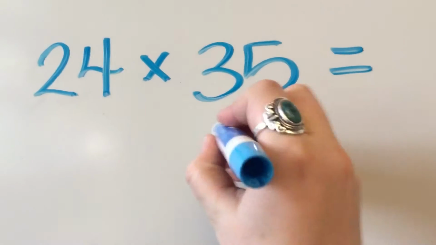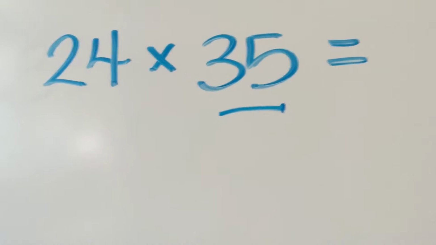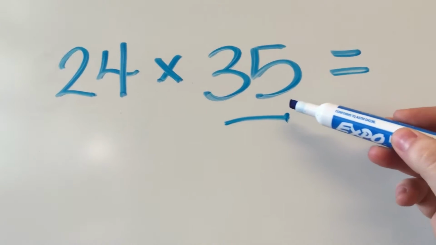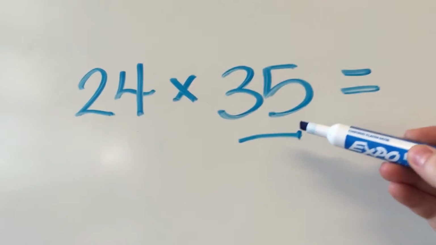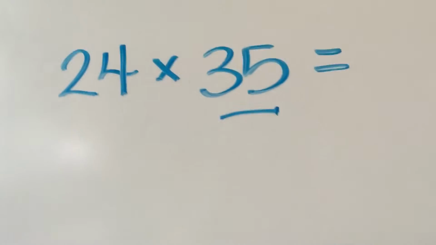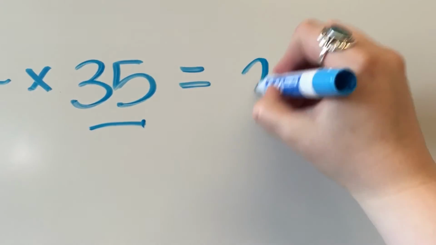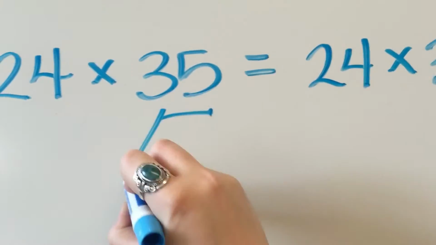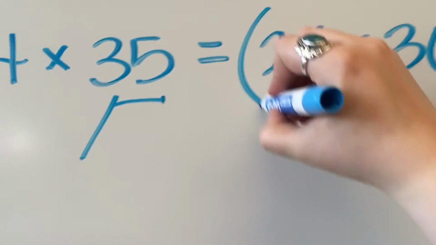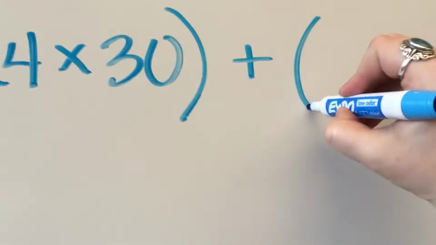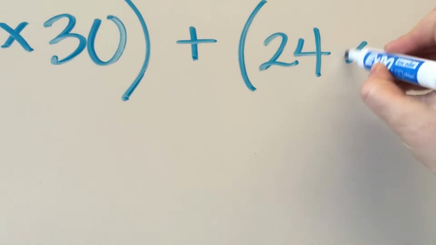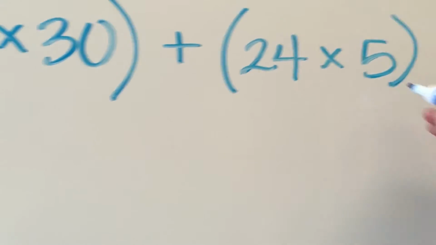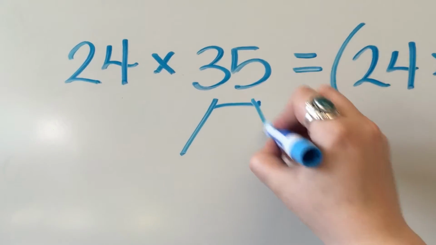numbers. 35 is the really friendly number to break apart because it has a 5 in it, and we know that 5 is half of 10, so we can work with that pretty easily. So I'd break this into two problems. The first being 24 times 30, pulling the 30 from there, and then we'd be adding it to 24 times 5, and pulling the 5 from here.